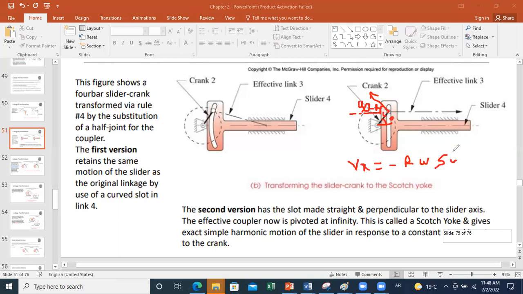And because omega is constant, the angle theta can be related to the angular velocity by omega times t. So this function, a constant times sine omega t, is called a simple harmonic motion. So this is the velocity, and if you want to get x, you integrate. Also, x will be varying in harmonic motion. It will be proportional to cosine omega t.